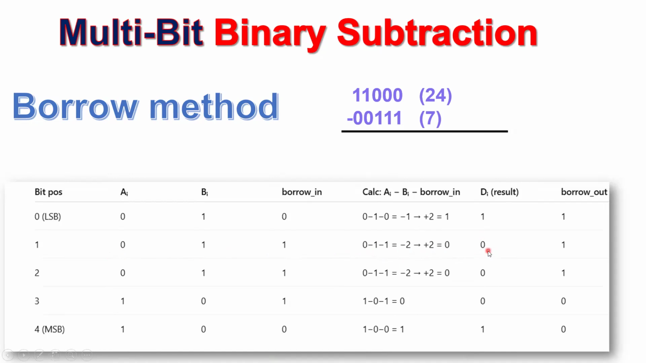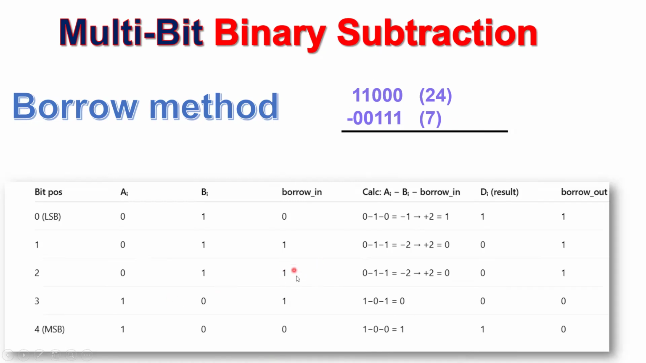So minus 2 plus 2, their difference is 0. So the difference here is 0, and you had borrowed in this step. From the next bit, you had borrowed 1. That's why borrow out is 1. Next bit, 0 minus 1. Again, you see in the table 0 minus 1. Here also you had to borrow 1 from the next bit.